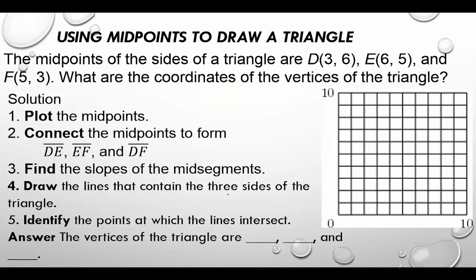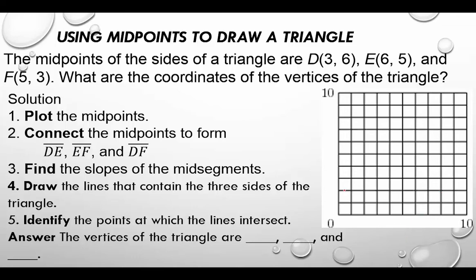Moving on, we are using midpoints to draw a triangle. So we are given that the midpoints of the sides of a triangle are D (3, 6), E (6, 5), and F (5, 3). What are the coordinates of the vertices of the triangle?